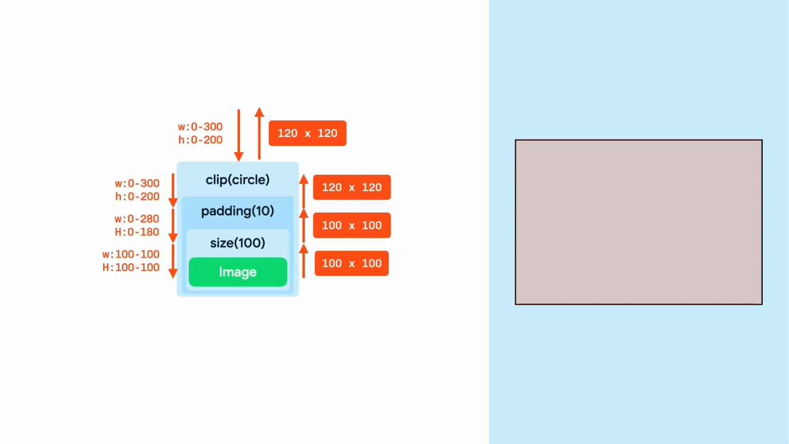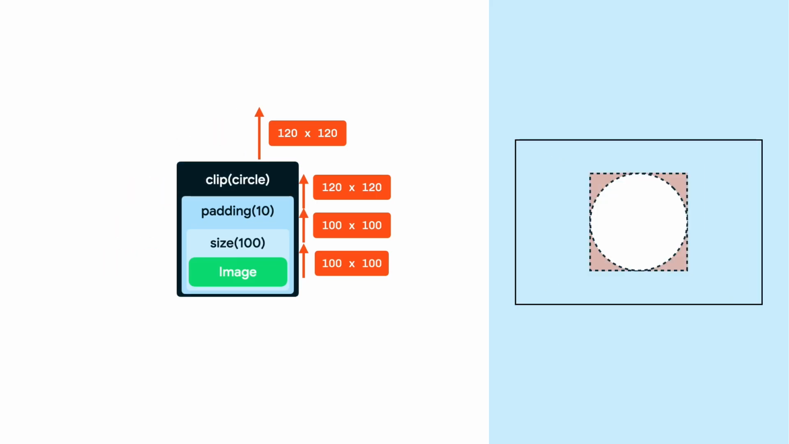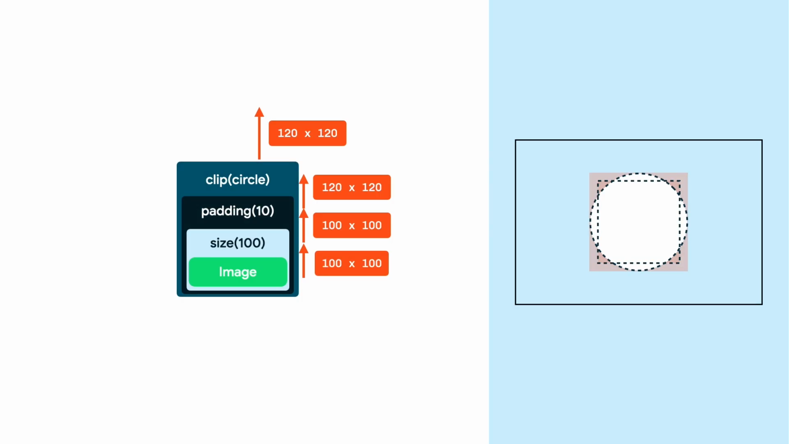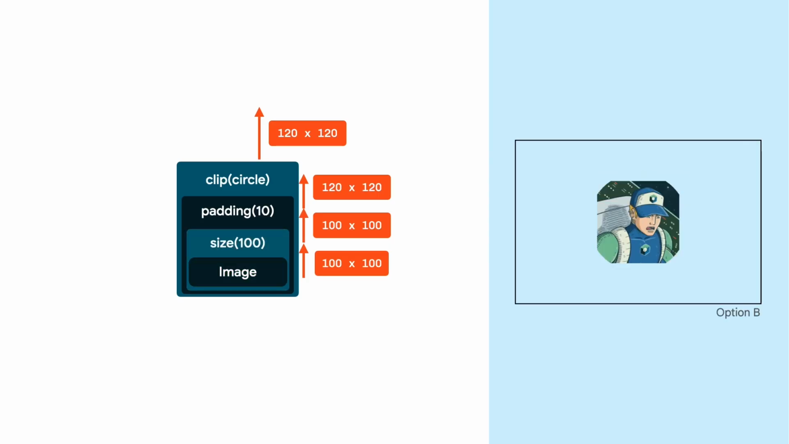Now let's see what happens when we start drawing the nodes. The clip modifier acts on a canvas of 120 by 120 dp. Thus, it creates a circle mask of that size. The padding modifier then insets its content by 10 dp on all sides, so it lowers the canvas size to 100 by 100 dp. The image is then drawn in that canvas. You can see that the image is clipped based on the original circle of 120 dp, and thus we see this weird result. Option B was the right answer.